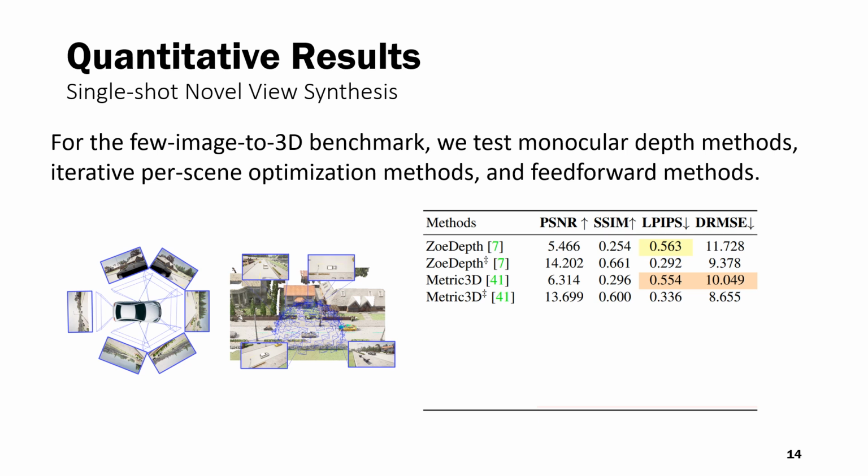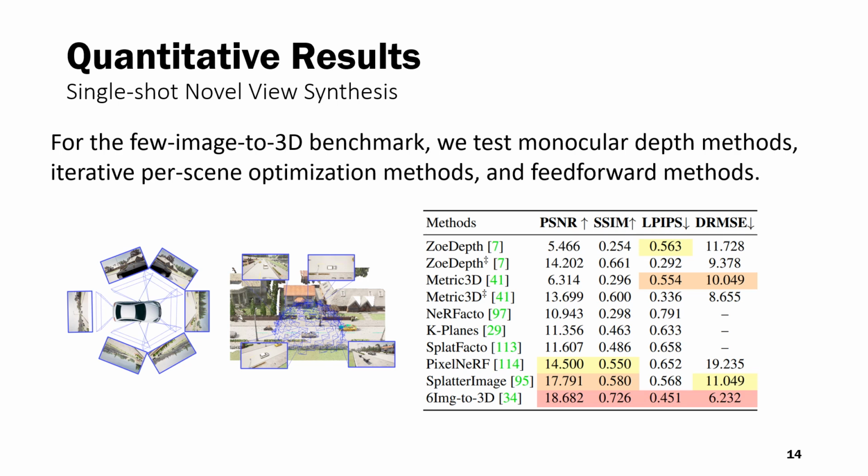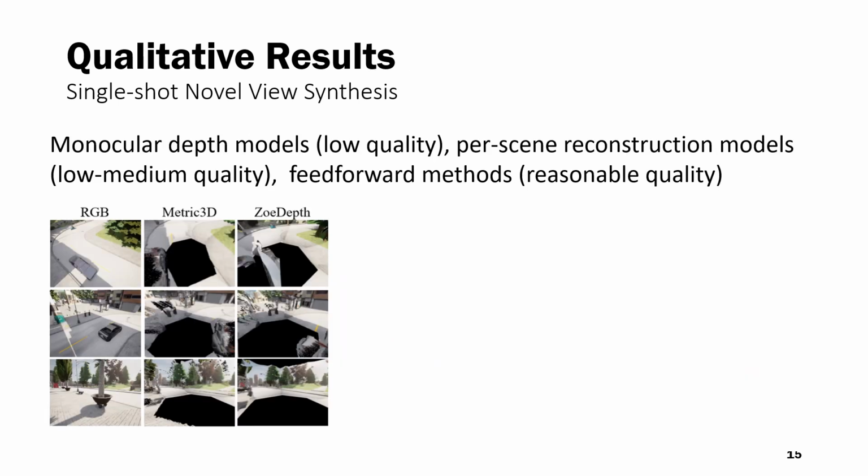For the view image to 3D benchmark, we evaluate three categories of models. Two metric depth models evaluated by pixel-wise depth projection. Three iterative per-scene optimization methods. And three feed-forward single-shot parameterization methods that learn priors across the scene. We find that monocular depth estimation models, which only use projected pixel information, result in low-quality novel views. The novel views contain large, unfilled textureless parts.